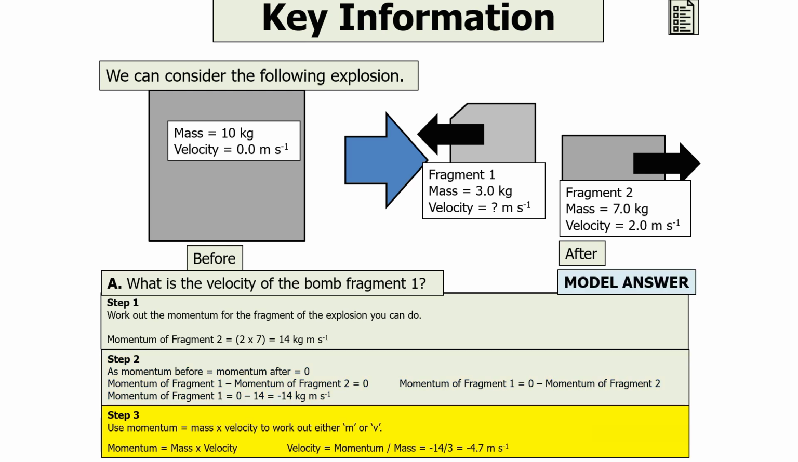We can then say that momentum is mass times by velocity, so velocity is momentum over mass, so it's minus 14 over 3, which is minus 4.7 meters per second. The negative value indicates that it's moving in the opposite direction to the other fragment.